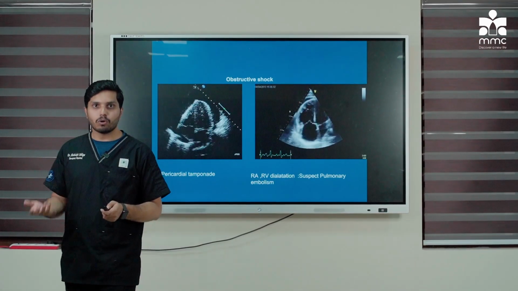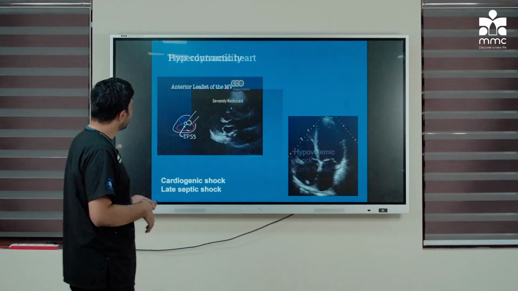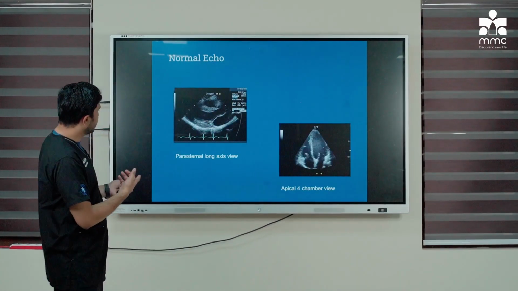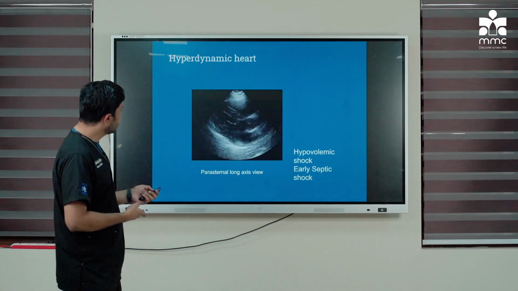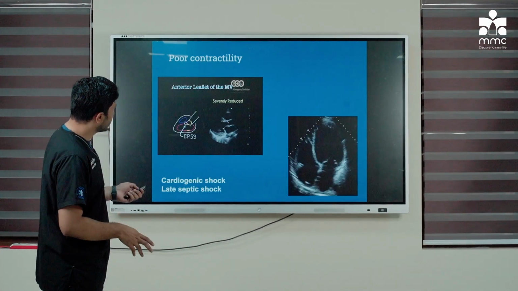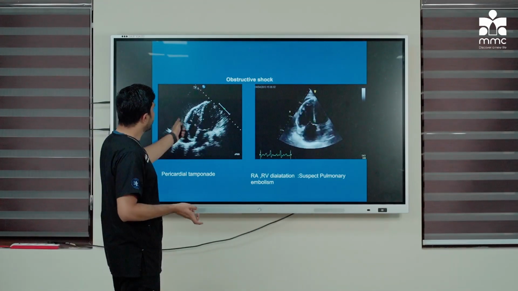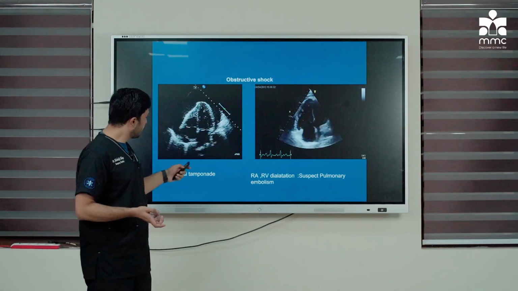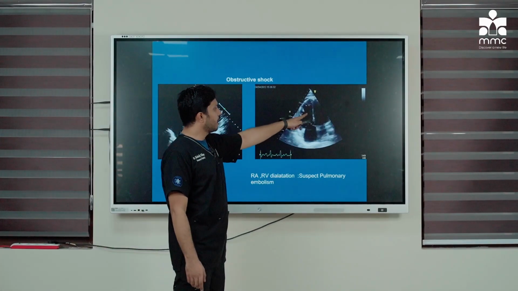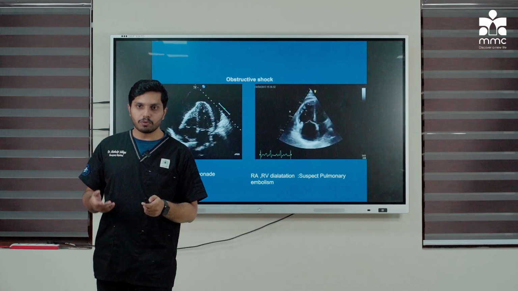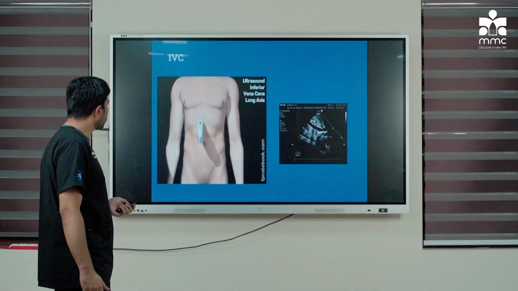When a patient is in shock, what all things are we supposed to look for in the heart? We have to look at the contraction. This is a normal contraction, this is a hyperdynamic contraction, and this is a poor contraction. Another thing is any fluid around the heart, pericardial tamponade, and we look at the RA-RV. These are the objectives, so the RUSH protocol should be focused on these objectives.